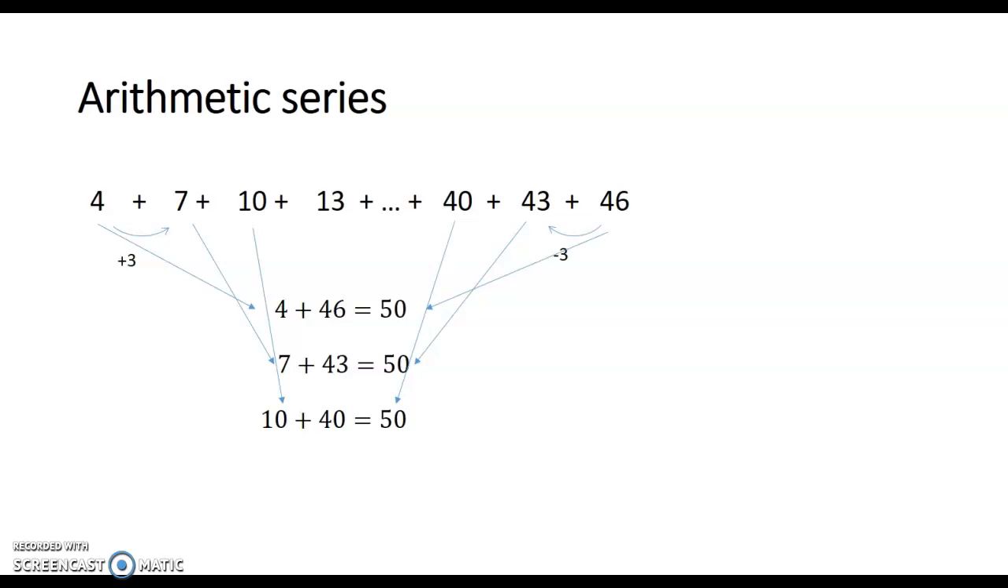Now, we know when we start pairing the values up, the sum is always 50. How many times do we do that? Well, we know the total number of values, so because we take two numbers at the same time, we have half the number of pairs as we do the original numbers. So we need to multiply this as many times as we have pairs in our series.